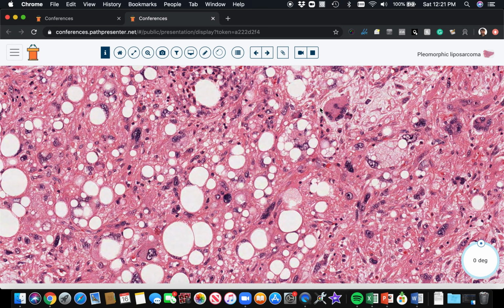Some cases of pleomorphic liposarcoma have tons of lipoblasts, sometimes even sheets of them, whereas in other cases, you might have to look through the whole tumor, and you may only find a few. So it really can vary a lot. There's a lot of variability.